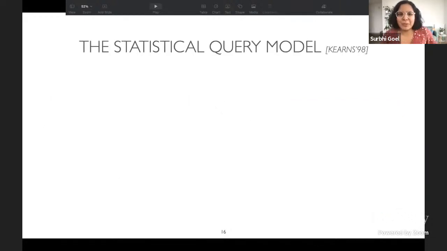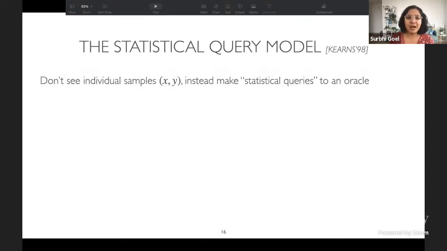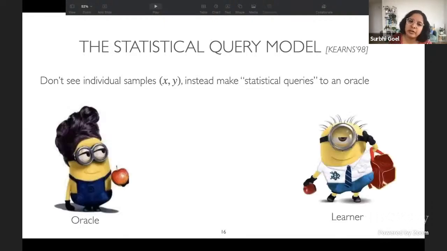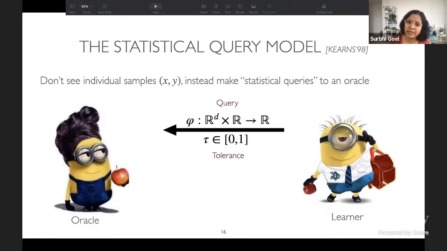I'll just briefly go through the model because Elias already did a good overview of this model, but just in case somebody joined right now. In the statistical query model, we don't assume that you get access to individual samples X and Y. Instead, you get to make queries to an oracle. The learner proposes a query, which is a function on the input distribution, R to the D, times the label, and it returns a real value.